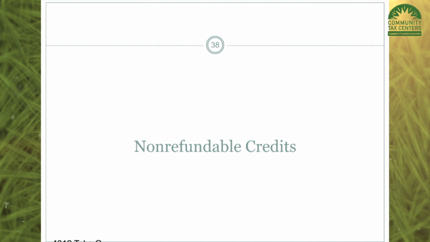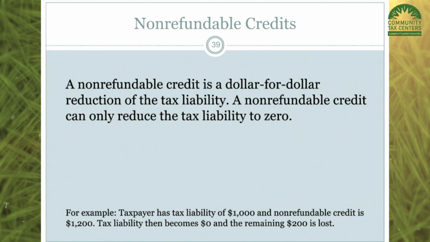So non-refundable credits, tab G. A non-refundable credit is a dollar-for-dollar reduction of the tax liability. A non-refundable credit can only reduce the tax liability to zero. So for example, a taxpayer has a tax liability of $1,000 and the non-refundable credit is $1,200. The tax liability then becomes zero and the remaining $200 is lost. So this is what the non-refundable credits do.